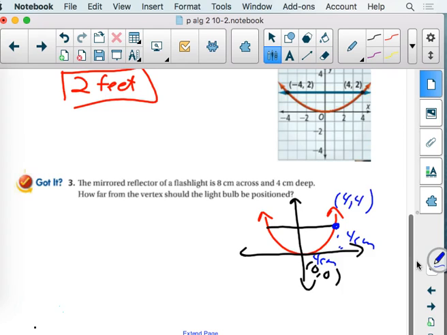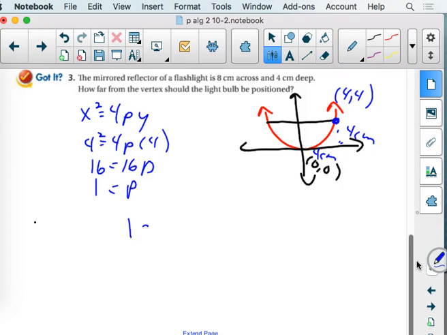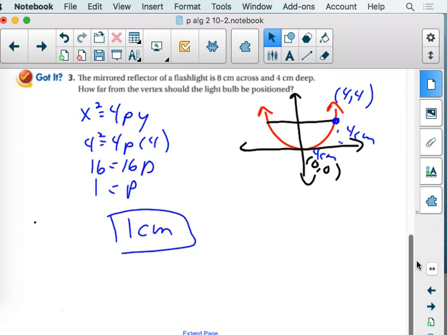Now I went ahead and made this one x squared again. I wouldn't have to. It'll work with y squared equals 4py as well. And then I need to put in my numbers for x and y. So how far from the vertex should the light bulb be positioned? 1 centimeter. Very, very nice.